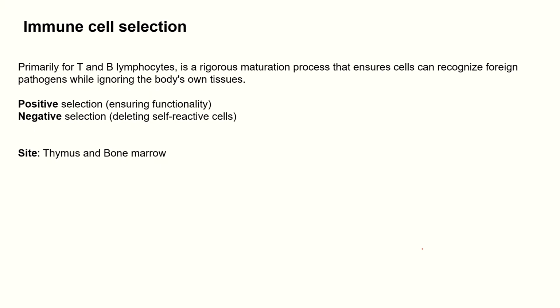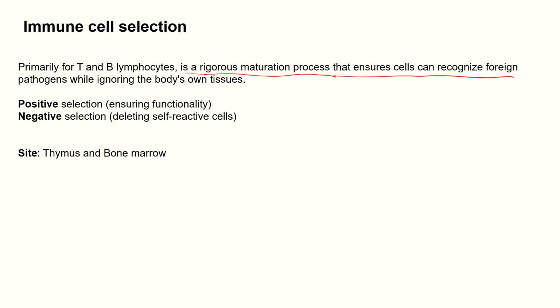By definition, the maturation of T and B lymphocytes is a rigorous process that ensures cells can recognize foreign pathogens while ignoring the body's own tissue. That means there should not be any self-reacting antibody that starts destroying its own cell population. So those must be negatively selected, while the others can be selected positively.